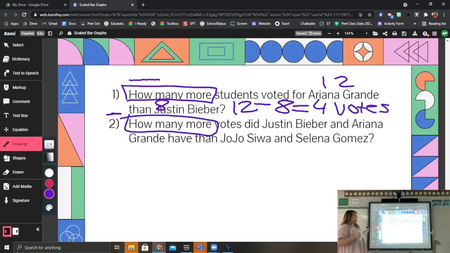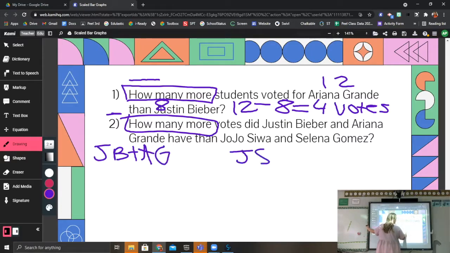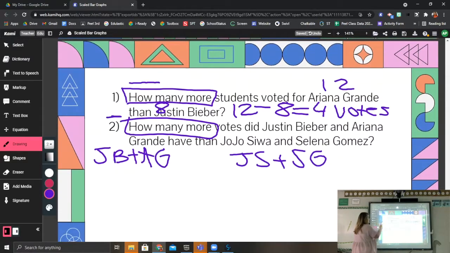How many more votes did Justin Bieber and Ariana Grande have than JoJo Siwa and Selena Gomez? How many more votes? Oh, I see how many more again. It's going to be subtraction. So now we're going to have to add Justin Bieber and Ariana together and JoJo Siwa and Selena Gomez's votes together and then subtract them. This is a 2-step problem. So JB plus AG, Ariana Grande, and JoJo Siwa plus Selena Gomez. Well, we know that Ariana Grande had 12 votes from our previous problem, and Justin Bieber had 8. So 8 plus 12 is equal to 20.